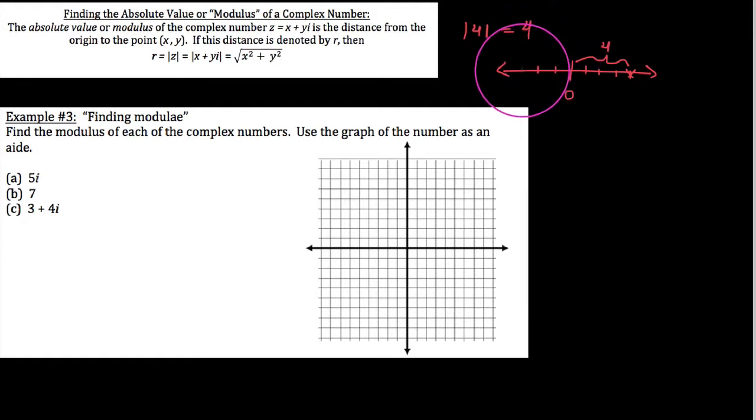If we were to do -4, this is why when we do the absolute value of -4, we also say that it is 4 units away from 0, because we refer to distances as always being positive. So what we're going to be doing is much the same thing.